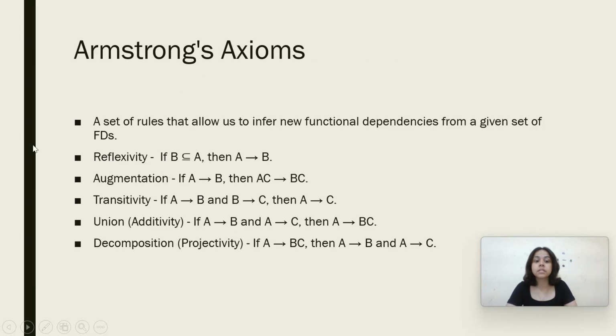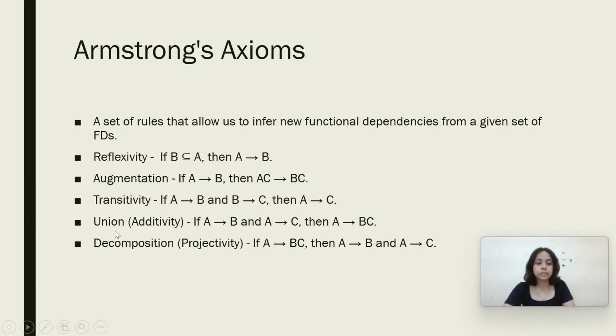In Armstrong's axioms, we'll get to know the set of rules which every functional dependency needs to follow. It first follows reflexivity, which means if B is a subset of A, then A tends to B. And then augmentation as well. Augmentation means if we add a specific attribute to both the left and right side of the functional dependency, then nothing changes. So here we can see if A tends to B and then we add C to both sides, there is no change in it. It still derives AC from BC. Then transitivity means if A derives B and B derives C, then A derives C as well.